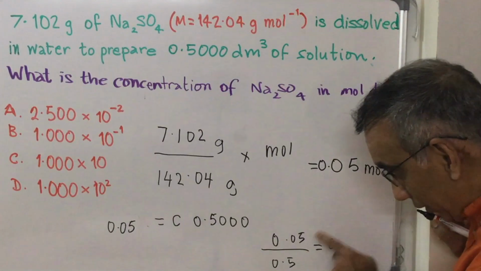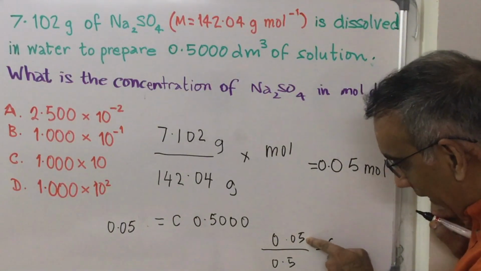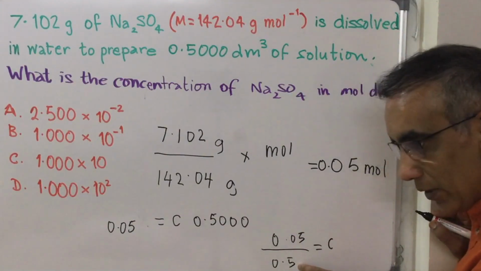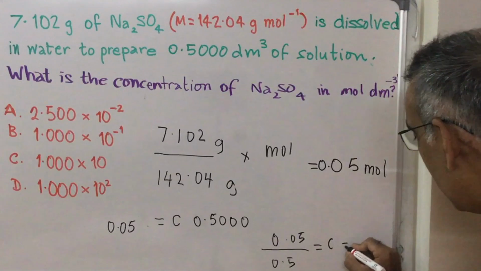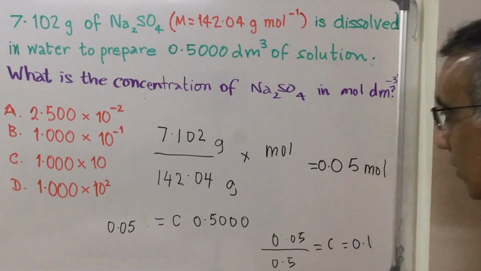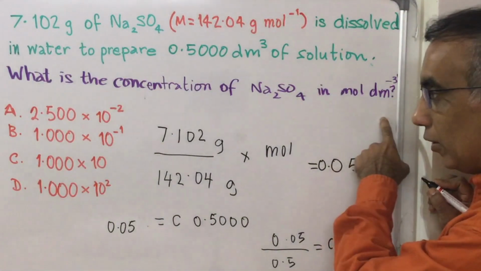And you should be able to do this by inspection. Putting this back 2 places, you get 5. Putting this back 2 places, you get 50. 5 divided by 50 equals 0.1. So your answer is 0.1 moles per dm³.